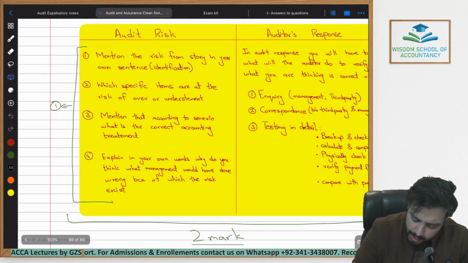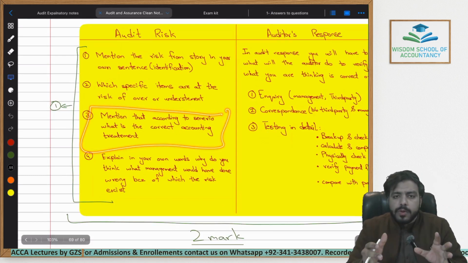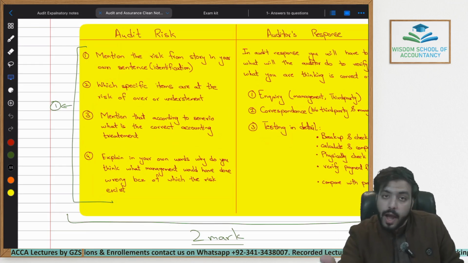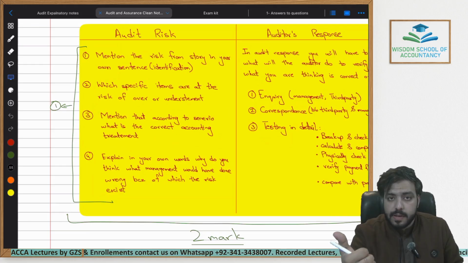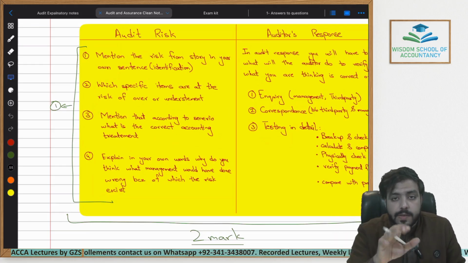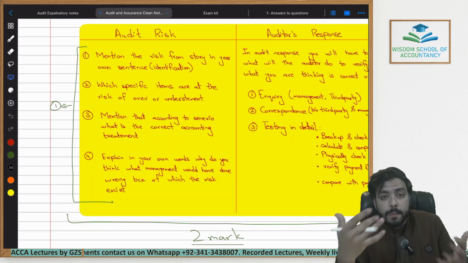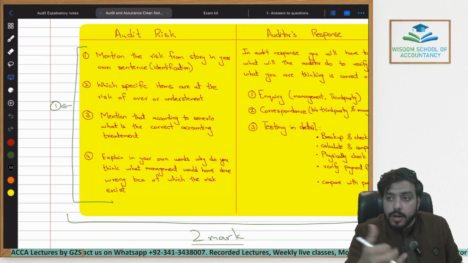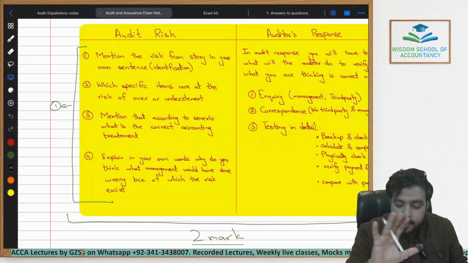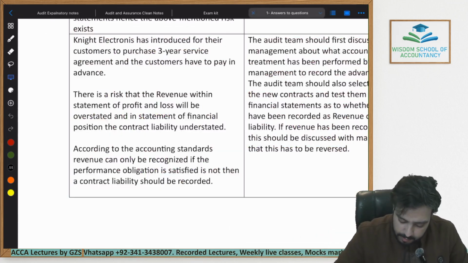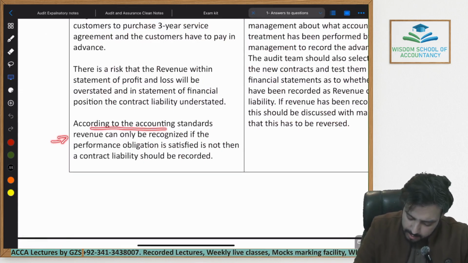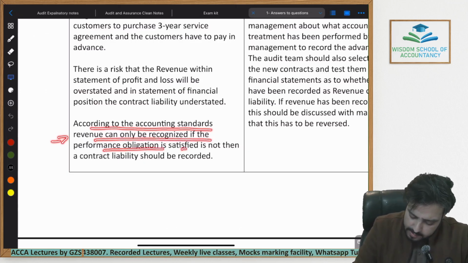Within the next point, I have to explain a particular accounting standard that deals with this specific situation. I know that IFRS 15 states that revenue can only be recorded once the service has been provided. What is the proper line to use in this case? The accounting standard states that revenue can only be recorded once the performance obligation has been satisfied by the company. So this is what I would write down within my answer as well. This is paragraph number 3. According to the accounting standards, revenue can only be recognized if the performance obligation is satisfied.